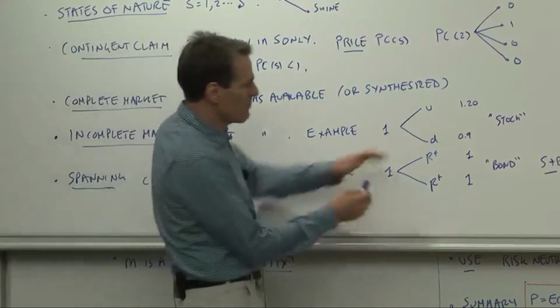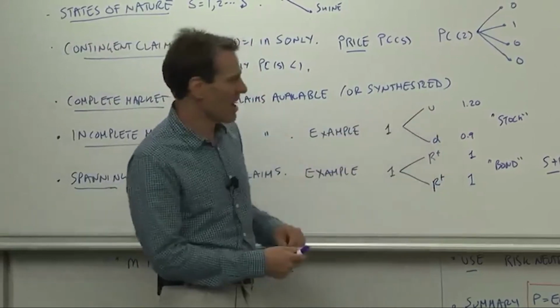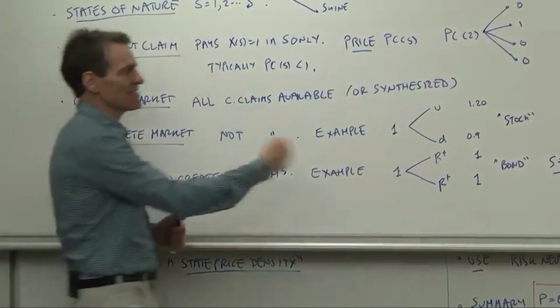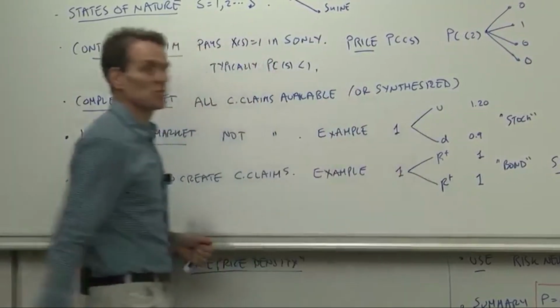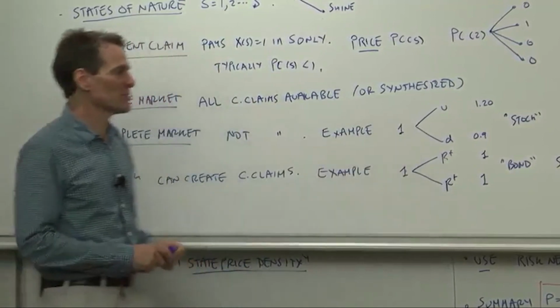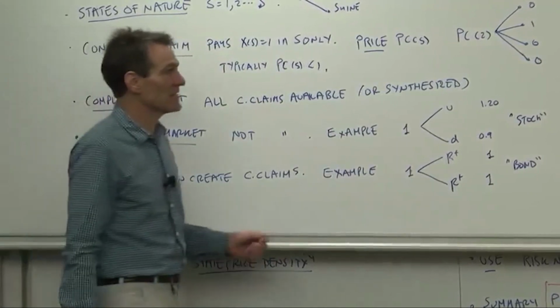Now, if you have both a bond and a stock, and you can take portfolios of the bond and the stock, then you can synthesize a contingent claim by long-short positions in the bond and the stock. And you're going to do that as one of your first problems, just to check that makes sense to you.